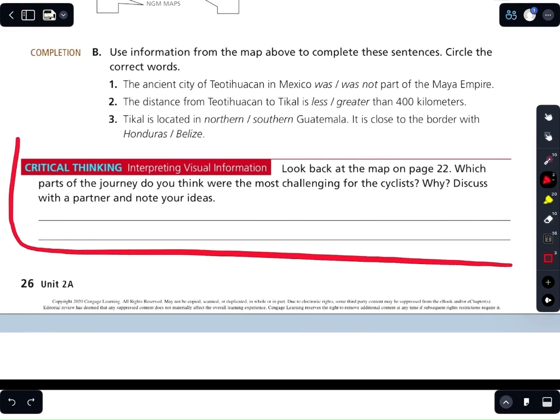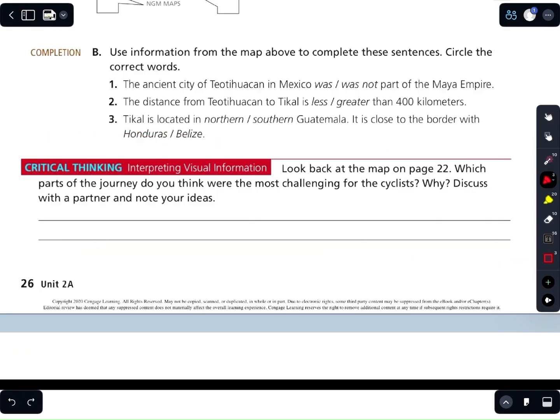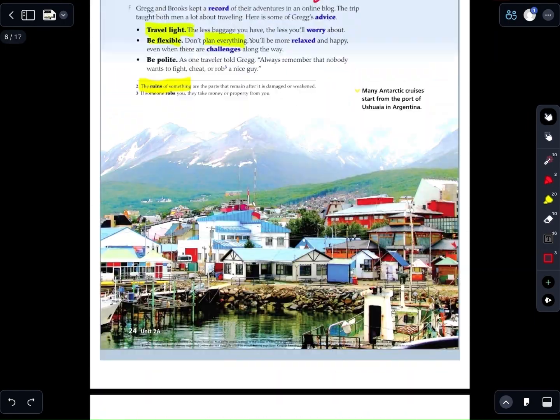And then we have a short answer question here, just a few sentences for the answer. Look back at the map on page 22. Which parts of the journey do you think were the most challenging for the cyclist? Why? Discuss with a partner and note your ideas. So you can write your answer there.